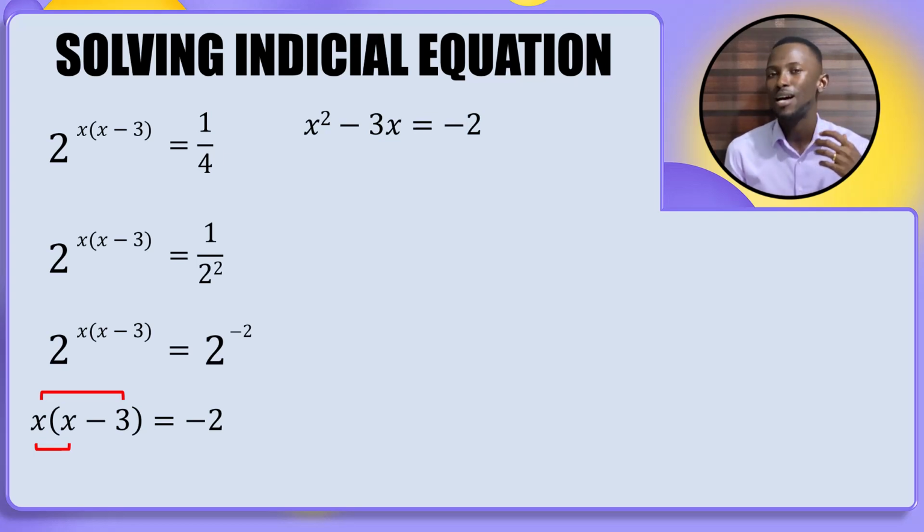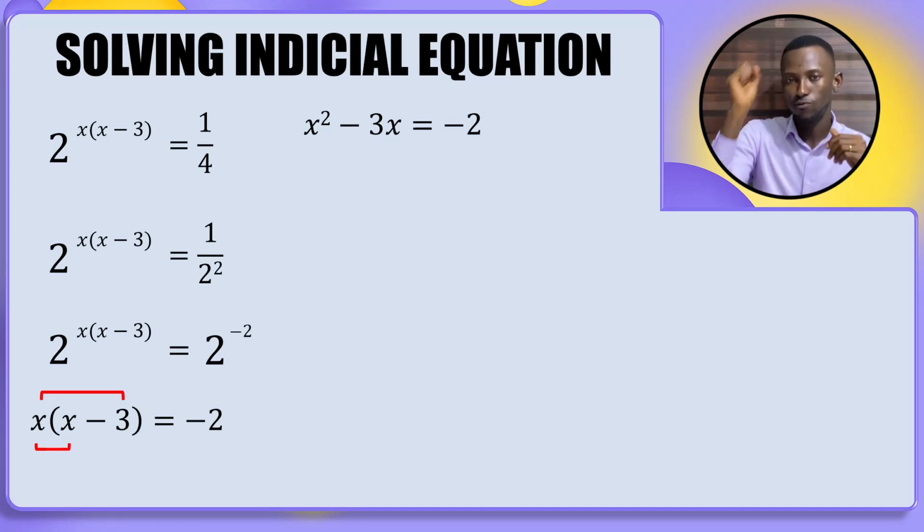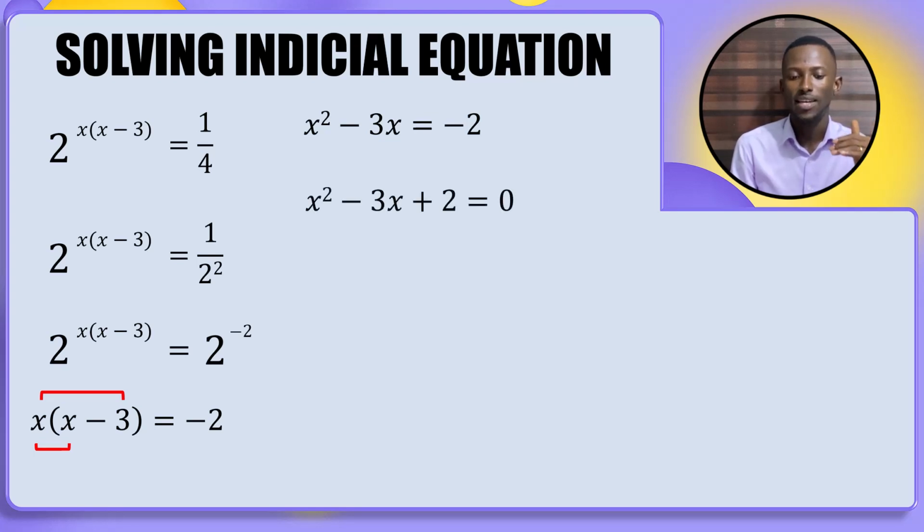Now we have some quadratic equation kind of forming. What do we do to solve for x? All we need to do is to move the negative 2 closer to the other terms. So it now becomes x squared minus 3x plus 2 equals 0. We move the negative 2 to the other side of the equal sign, and now it changes to become positive. These are basic math knowledge I'm sure you already understand.